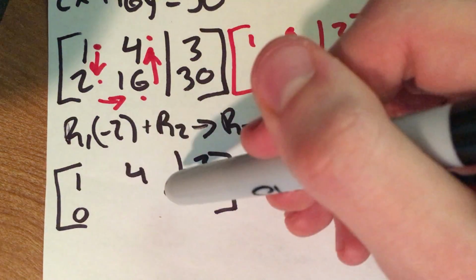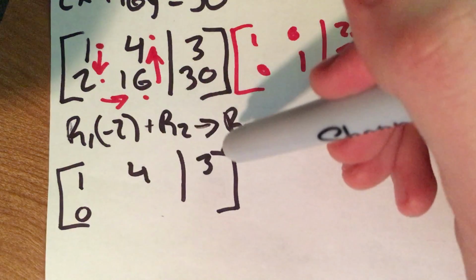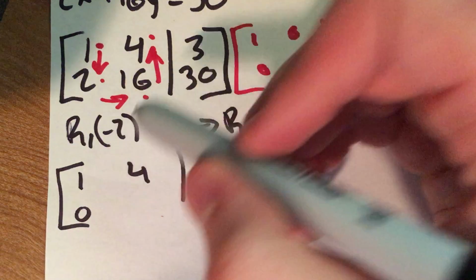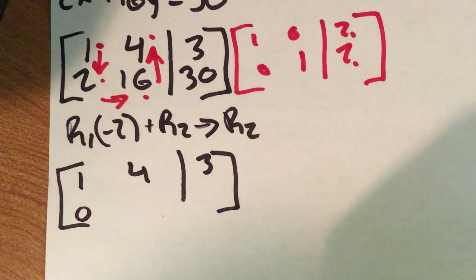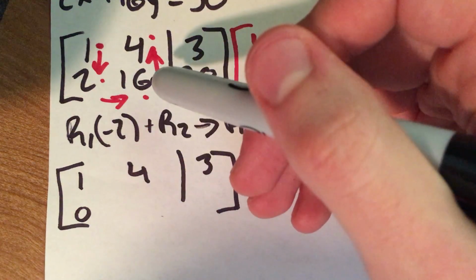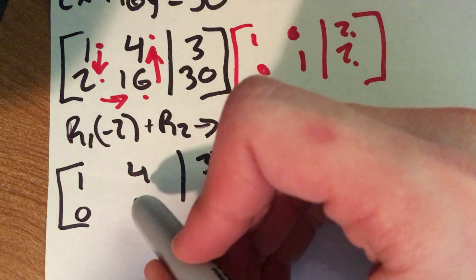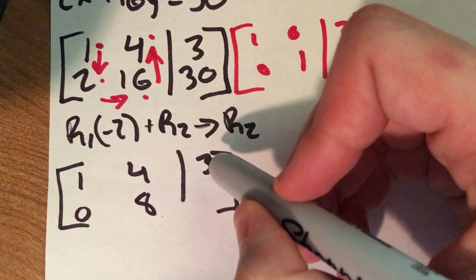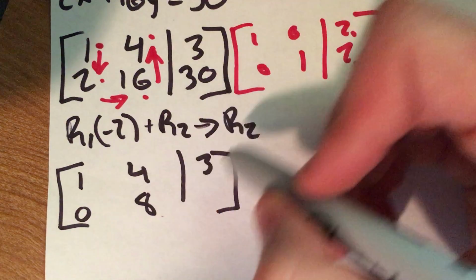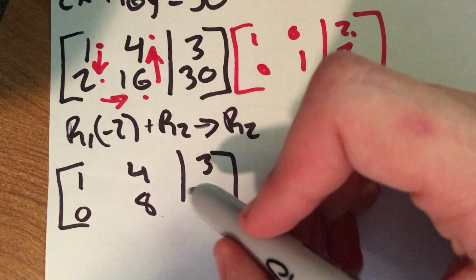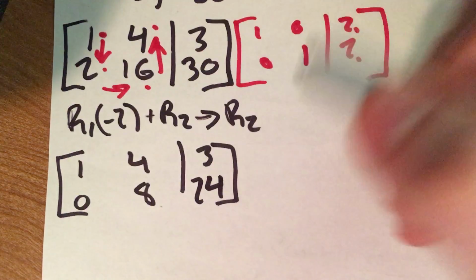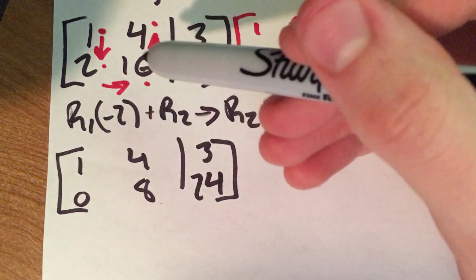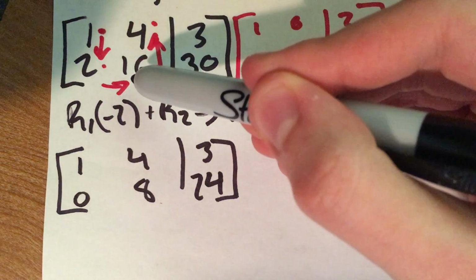You want to consistently move across to the right. So we're going to take row 1, which is 4, times negative 2, which is negative 8, and add that to our row 2, which is 16. 16 minus 8 is 8, and then we're going to go to the 3 times negative 2, negative 6, add that to 30, 24.